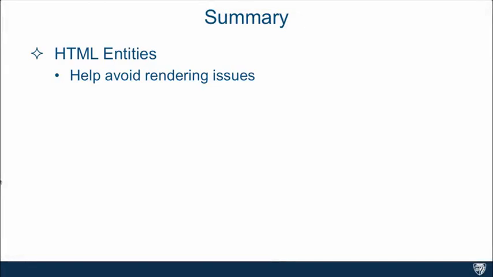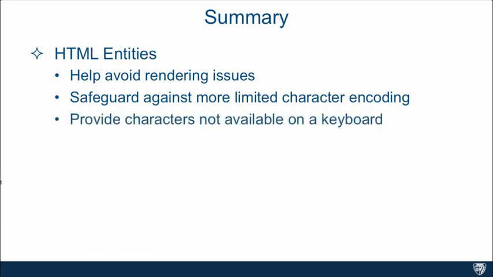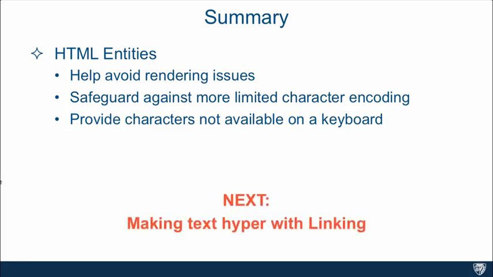So in summary, we looked at HTML entities, and they help avoid rendering issues, especially with those three characters that HTML can try to render instead of treating them as content. We also saw that sometimes you can safeguard with these HTML entities against more limited character set encodings. And you can provide characters not available on the keyboard. For example, we provided the copyright character at the end of the document. That certainly is not on any keyboard that I've seen, but you can still display that character using an HTML entity. Next, we're going to talk about making text hyper with linking.